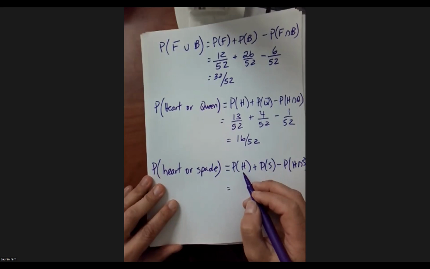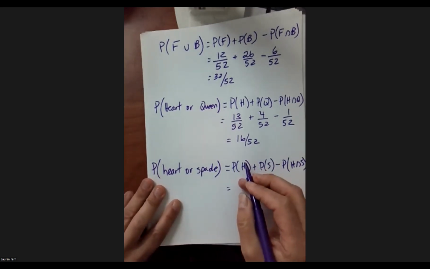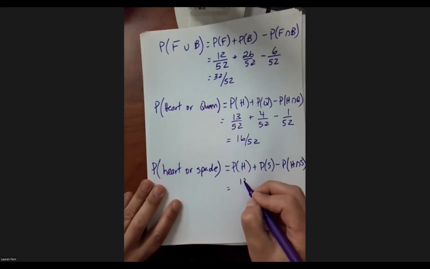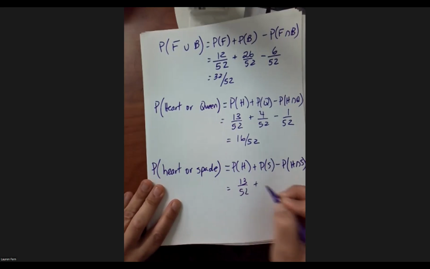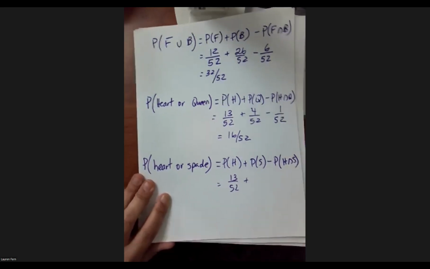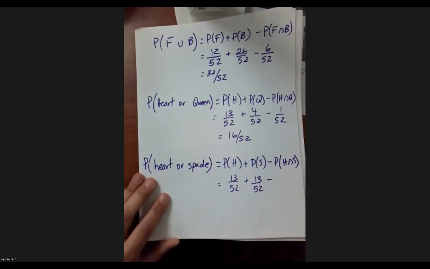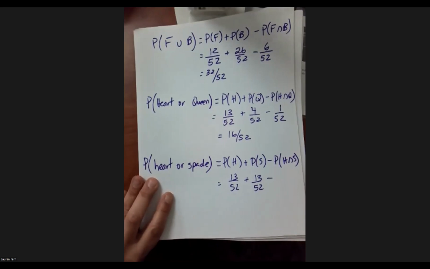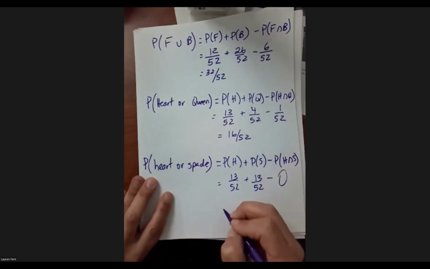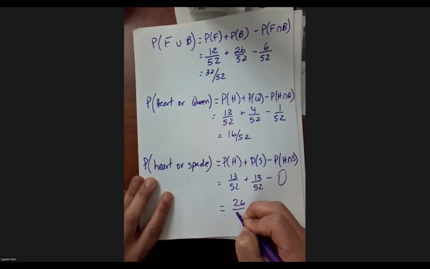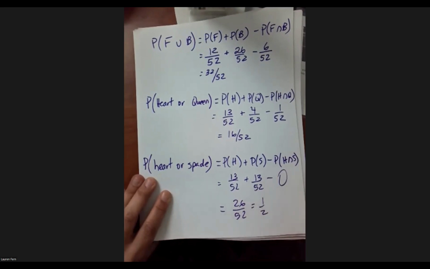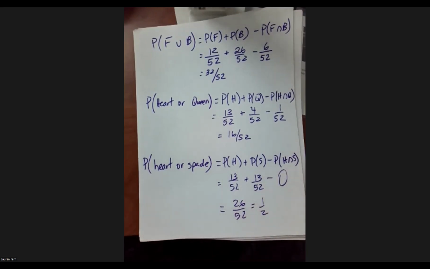What's the probability of drawing a heart? 13 out of 52. What's the probability of drawing a spade? 13 out of 52. How many cards are hearts and spades at the same time? None. So you get 26 out of 52. Is this okay so far?